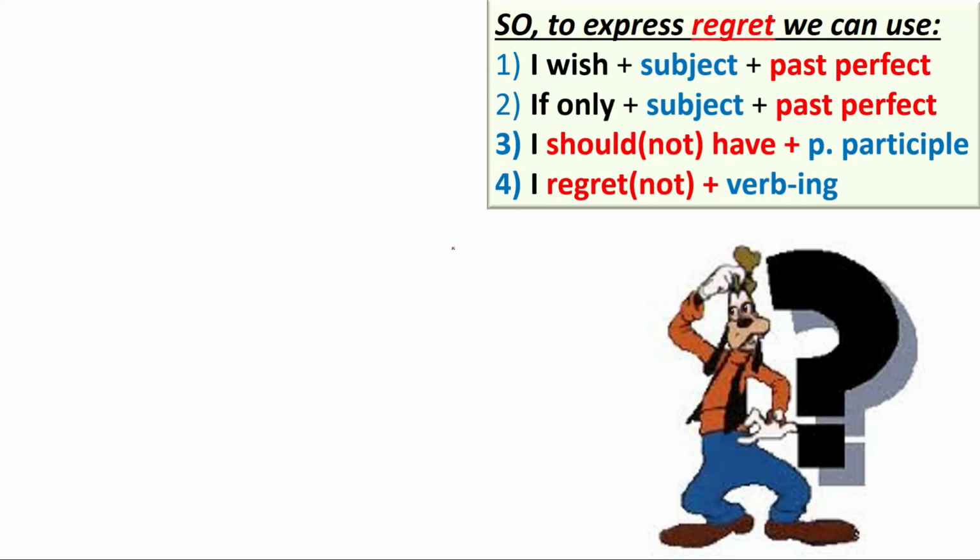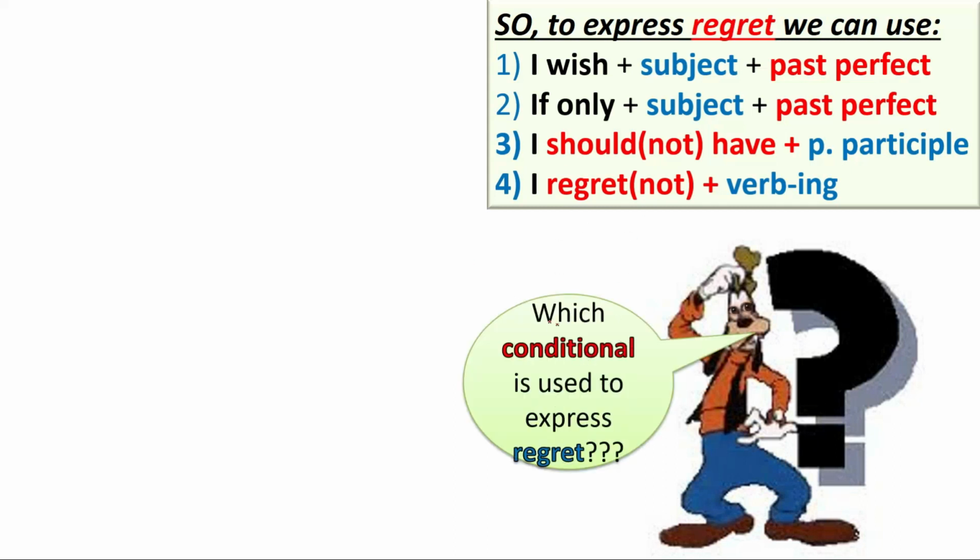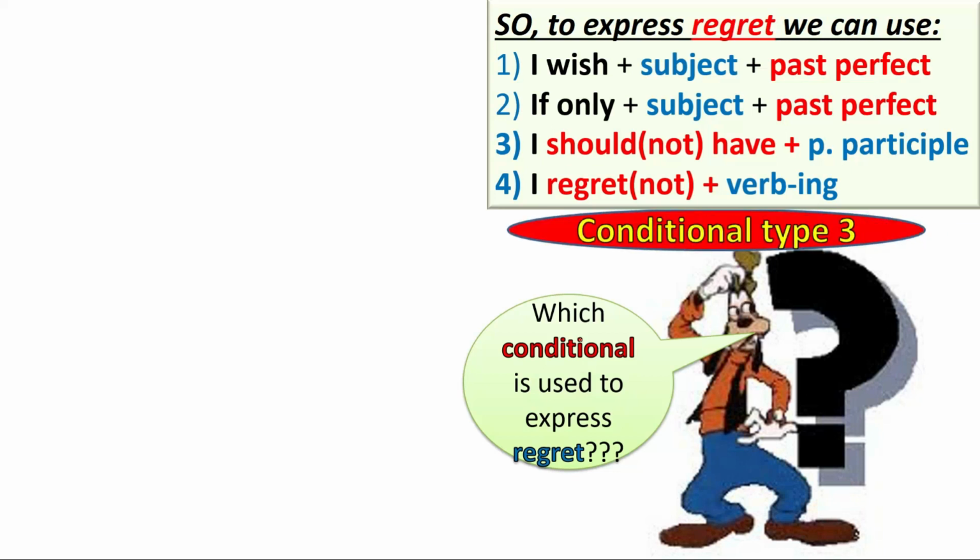And we still have the fifth one, which is the last one, and we studied this one in unit 9, grammar, if you still remember. So we use a conditional. Which conditional do we use to express regret? Is it 0, 1, 2, or 3? Excellent. We use conditional type 3 to express regret.